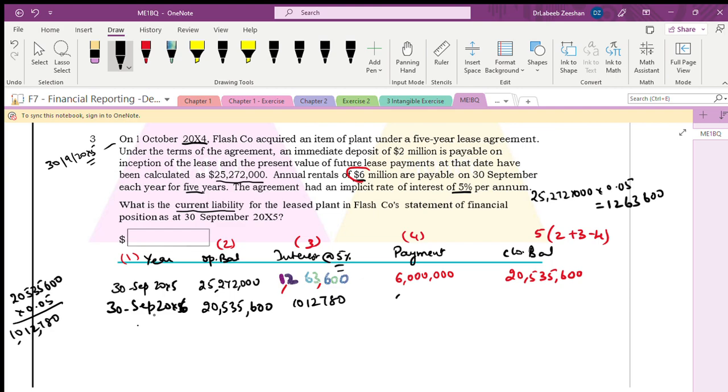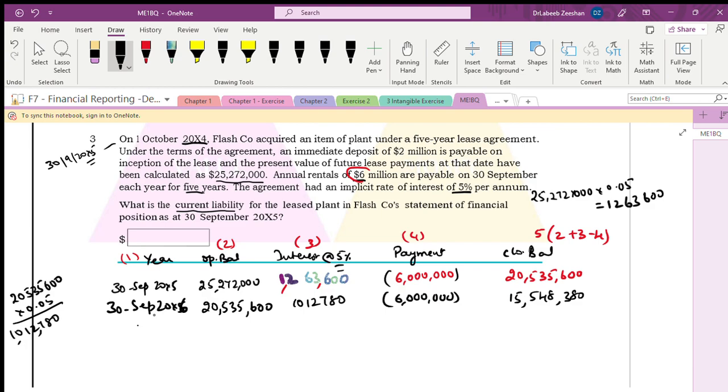Okay, 101,780. How much are they paying? They are paying 6 million. It comes to how much? 2 plus 3 minus 4 comes to 1,554,380. Okay.